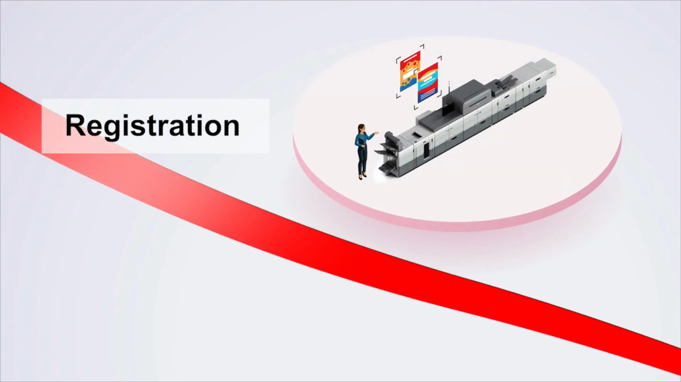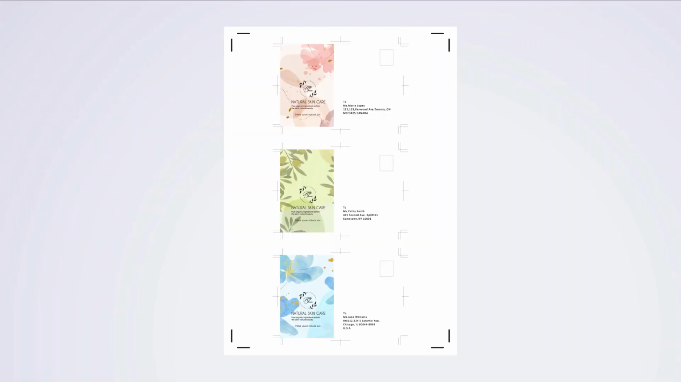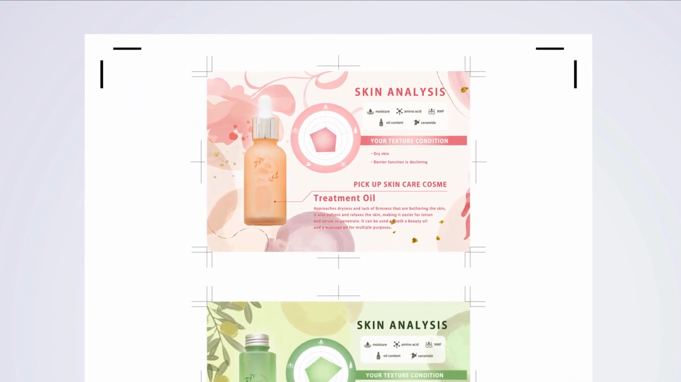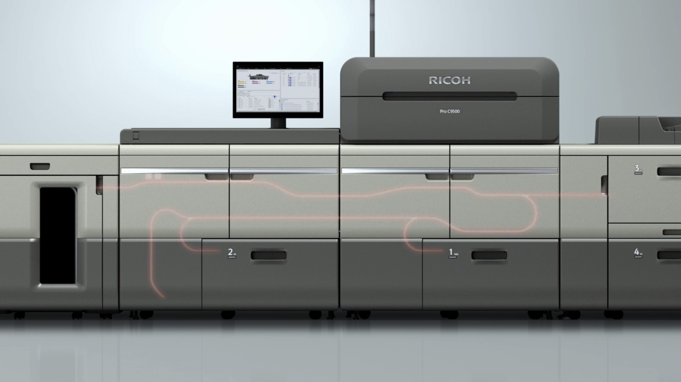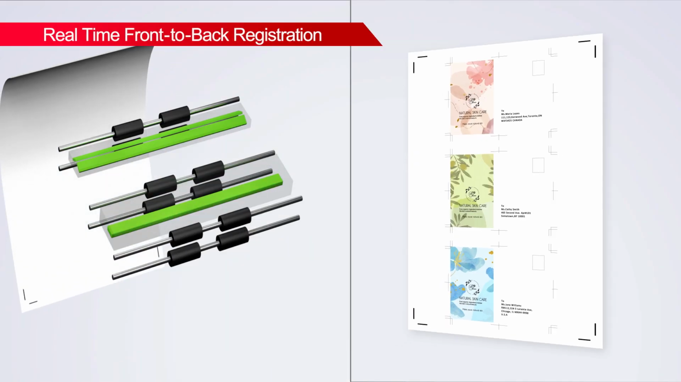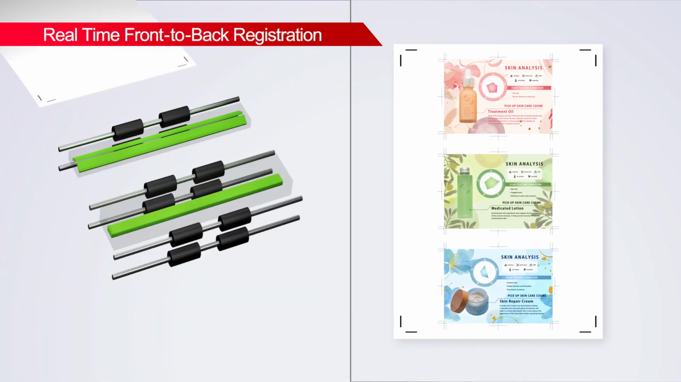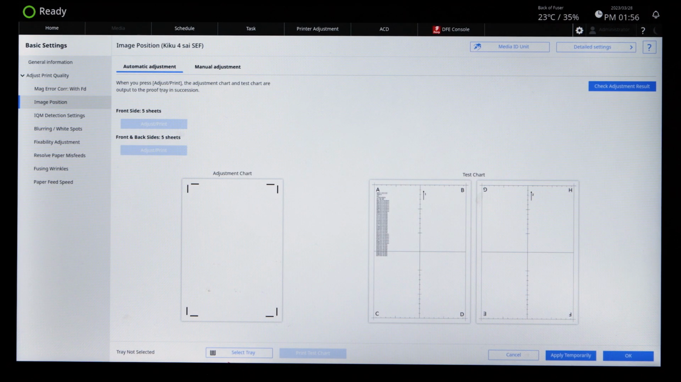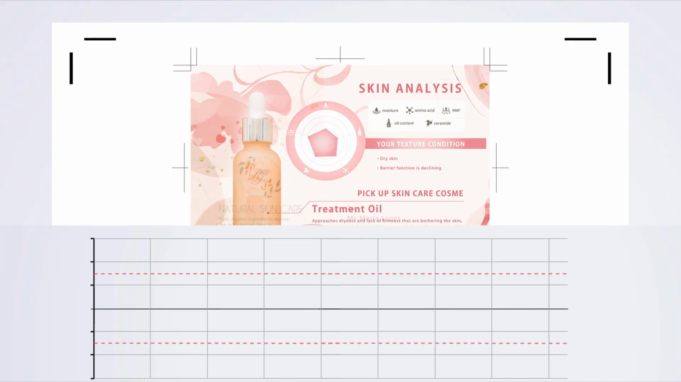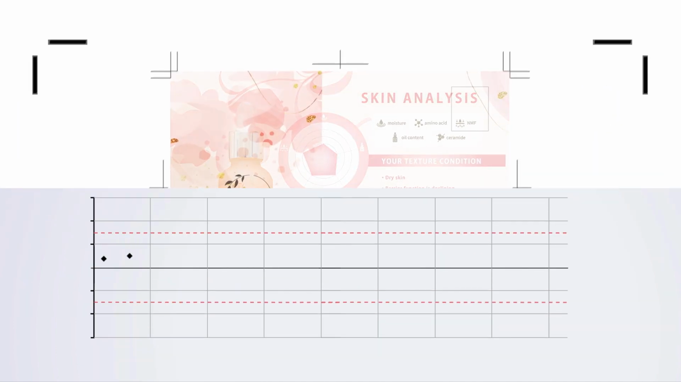Use Case 2: Registration. Registration accuracy is critical for producing high-quality printed materials. The Ricoh Pro C9500 automatically adjusts image position and front-to-back registration with an internal inline sensor. This makes print preparation possible regardless of operator skill. Image positioning is monitored and adjusted in real time during printing to achieve consistent printing accuracy.